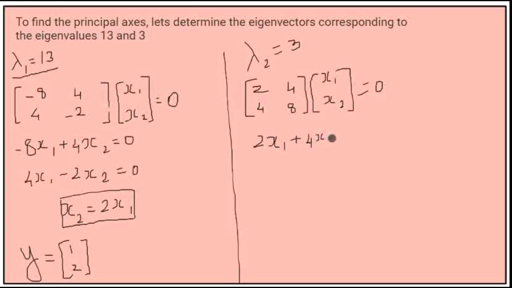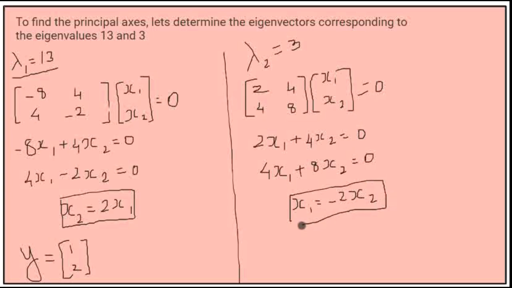Again, both the equations will yield the same result. That is 4x1 is equal to minus 8x2, or 2x1 is equal to minus 4x2, which will give us x1 is equal to minus 2x2. So now we have to substitute a value for x2 to find out x1. So let's put x2 is equal to minus 1. We will get x1 as 2. So these are the two eigenvectors y1 and y2.